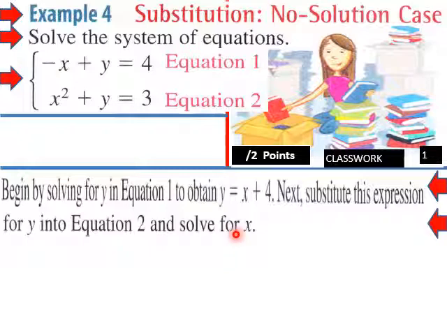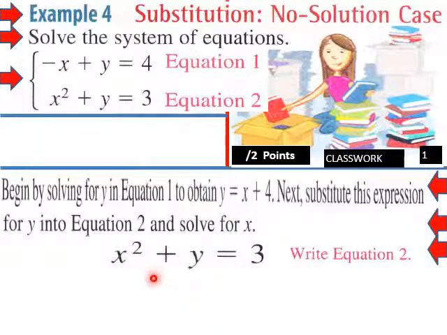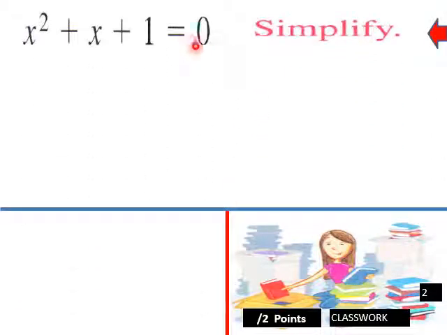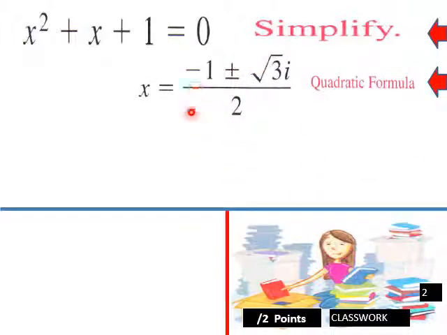Next, substitute this expression for y into equation 2. We know what y is up here. And solve for x. So here is our equation 2. Then we're going to substitute in for y: x squared plus x plus 4 equals 3. Okay, into our second page here. So we have x squared plus x plus 1 equals 0. This is your simplification after we inserted our value into our system.